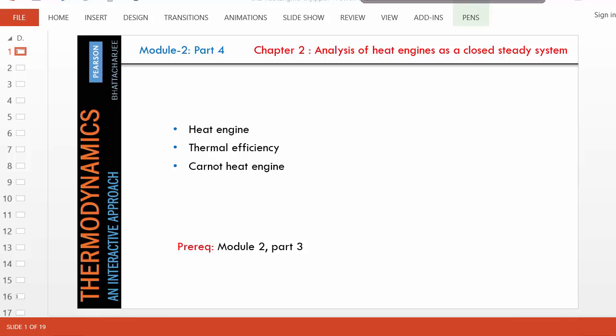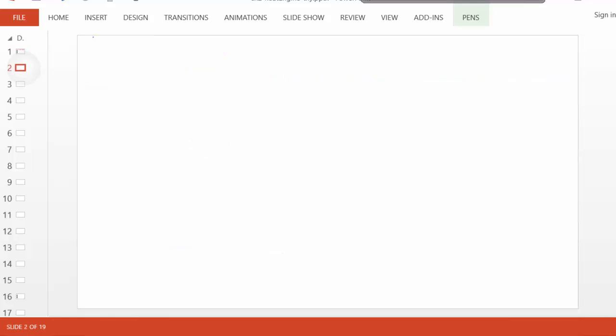Hello. In this important module, we are going to introduce heat engines, and we will do an overall analysis of an engine, treating it as a closed steady system, an analysis we have performed in the last module. Okay, so let's begin with the basic concepts of what a heat engine is.